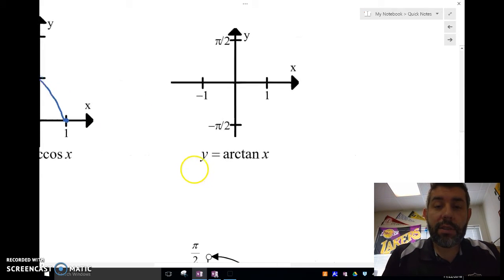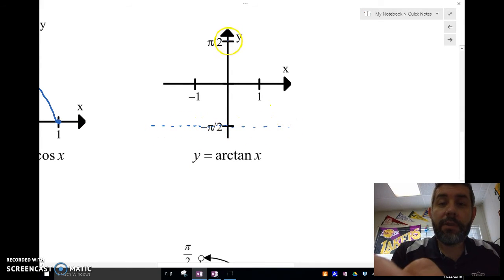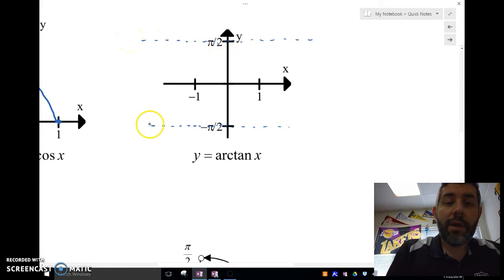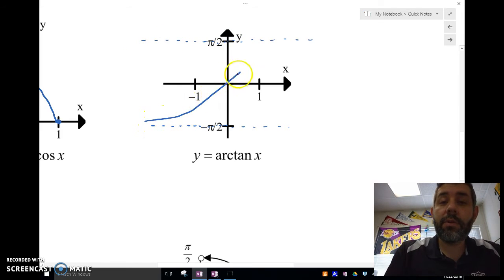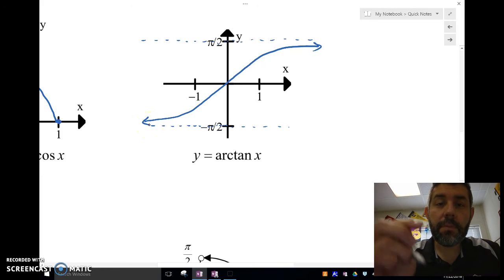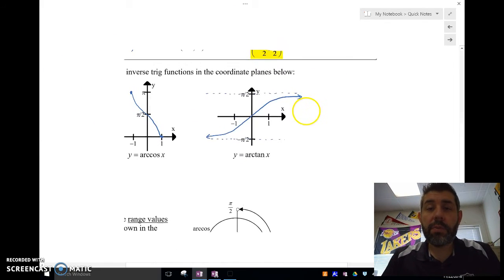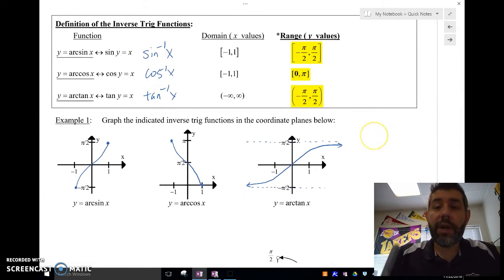And arctangent has a horizontal asymptote. If you turn these to their side, they're going to look like what tangent, cosine, and sine look like. Tangent has a horizontal asymptote, goes like this, and goes through like that. So it has two horizontal asymptotes, one at pi/2 and one at -pi/2, which corresponds to the range values that we had in our table here.